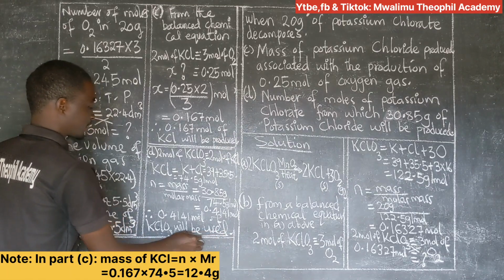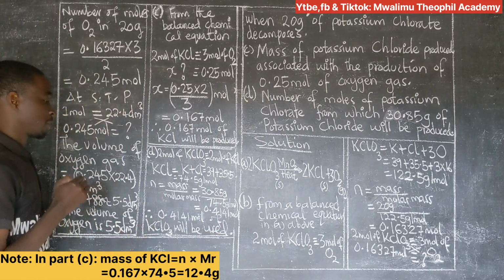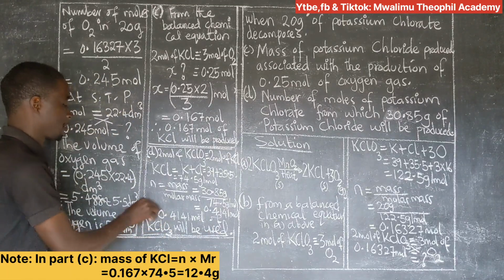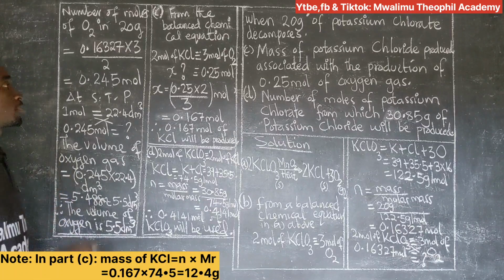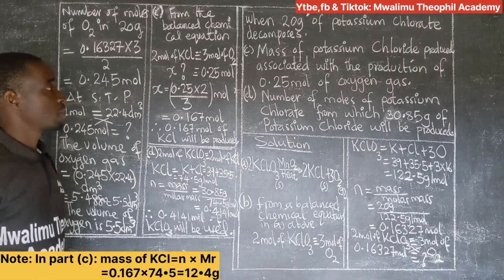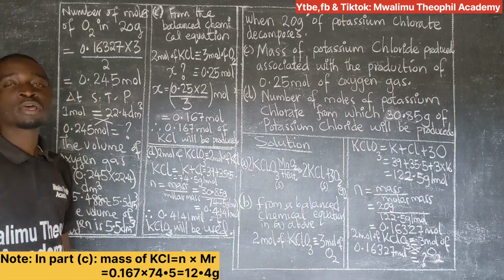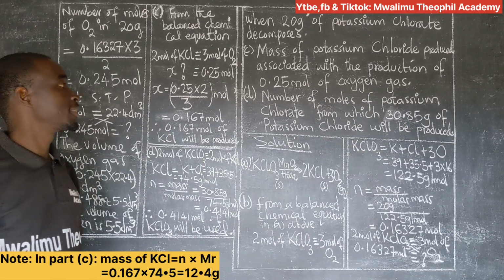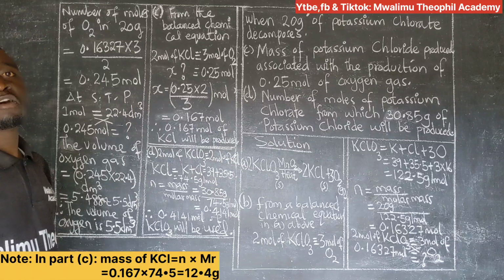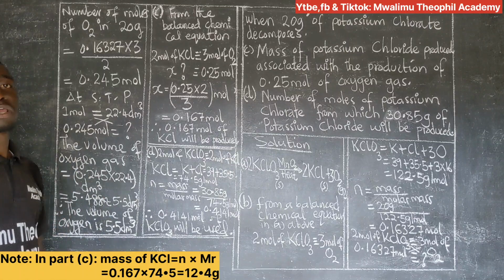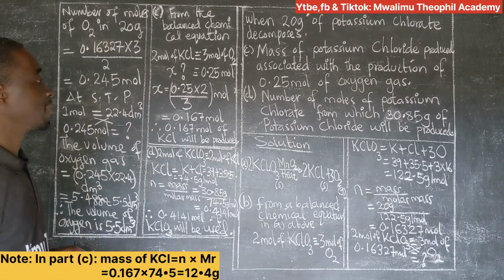This is the end. Now we have finished calculating all 4 parts of this problem. We are through, and I hope you've understood well how stoichiometry is applied in calculating various relative quantities between the reactants and the products.